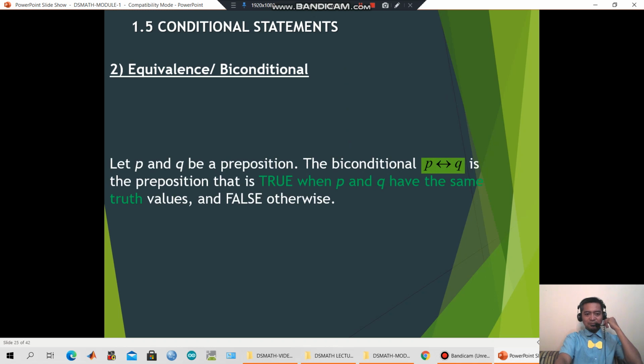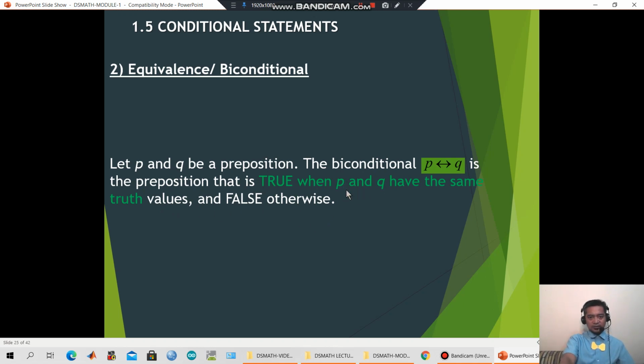Ayan. So, let P and Q be a preposition. The biconditional P double-sided arrow, right and left arrow, Q is the preposition that is true when the P and Q have the same truth values and false otherwise. So, dapat magiging true lamang po ang compound preposition natin or compound statement natin kapag ang P and Q ay dapat parehong truth value. And false otherwise. So, try natin itong example.